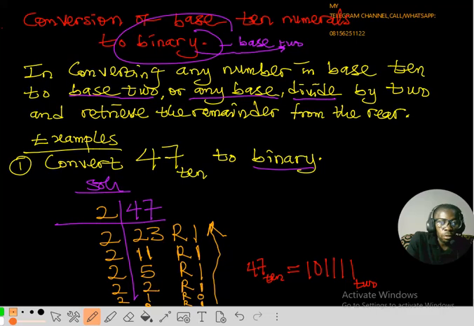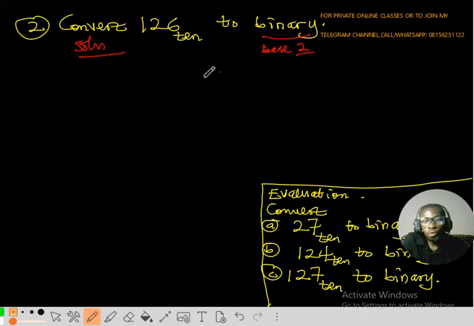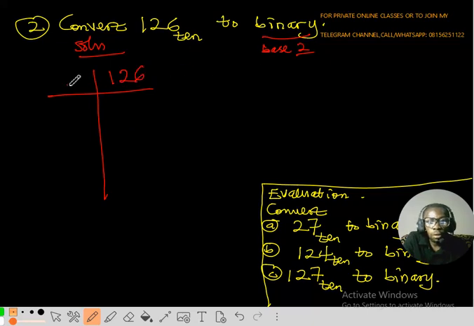And in that same way, you've converted 47 in base 10 to base 2. Let's proceed to the next example. Still on that, I'm asked to convert 126 in base 10 to binary, which is base 2. So all I need to do is to divide 126 all through by 2. So write it out. 126 base 10 dividing it by base 2. This will be 2.